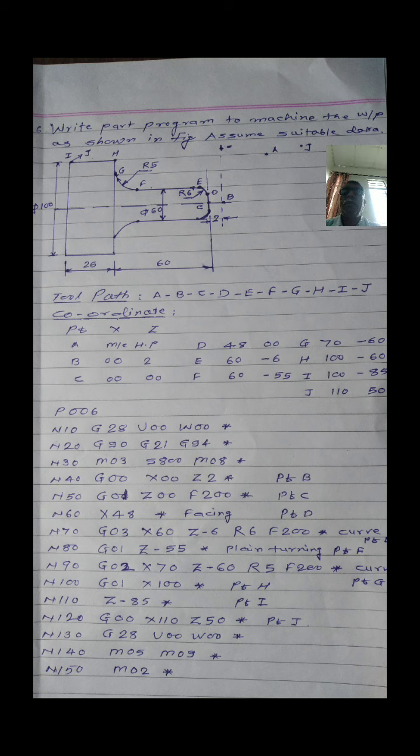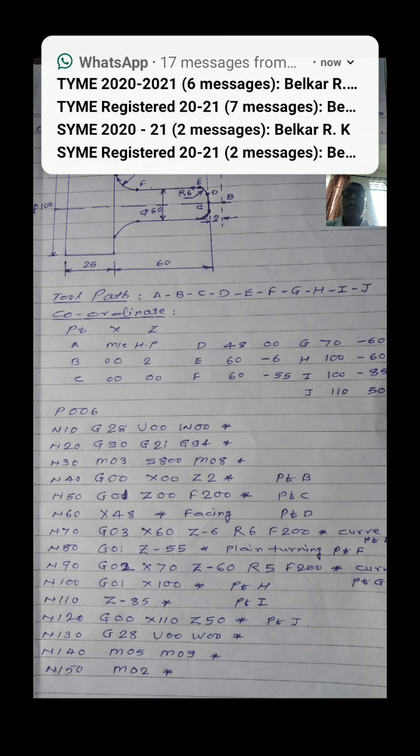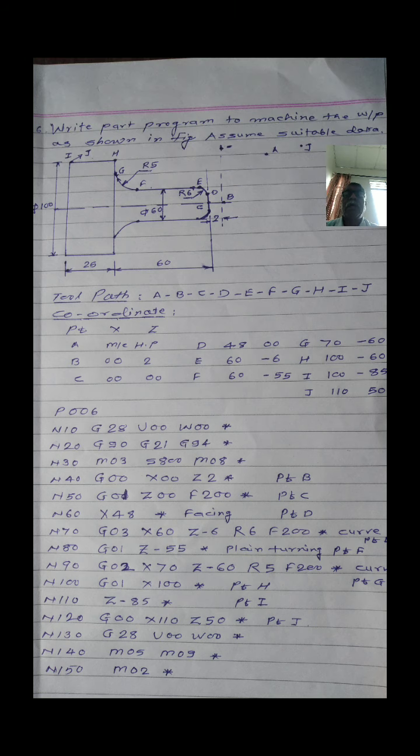The outer maximum diameter is 100 millimeter. Then the minimum diameter is 60 millimeter, and 25 millimeter is the length of the plane turning operation. Over the 60 length of the workpiece there are two curve turning processes as shown in the figure. The radius of the first curve is R6, and the second curve radius is R5.